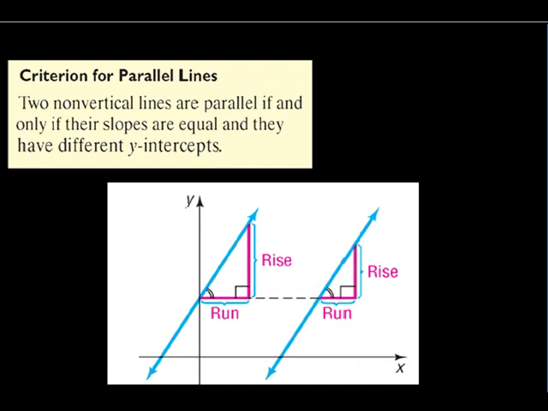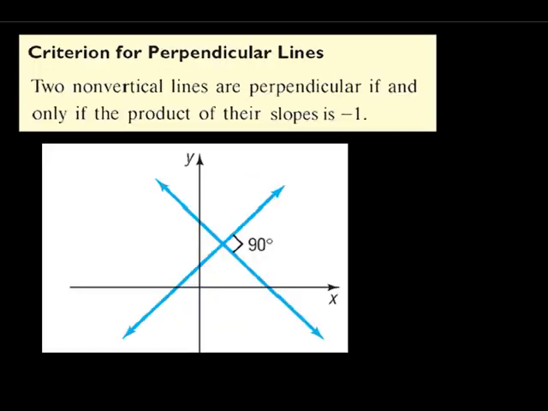The last two topics for the day are parallel and perpendicular lines. Remember, parallel lines have the same slope, so your slopes need to be the same. Perpendicular lines have negative reciprocals, or if you multiply their slopes, it should come to negative 1.